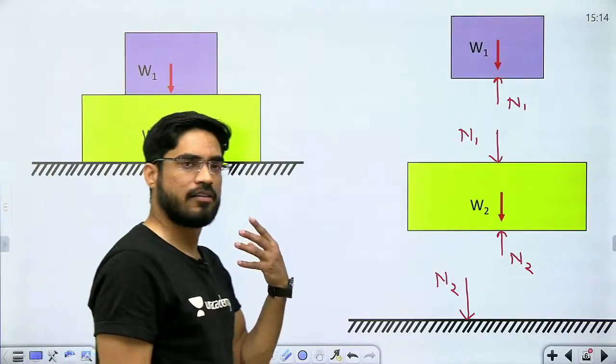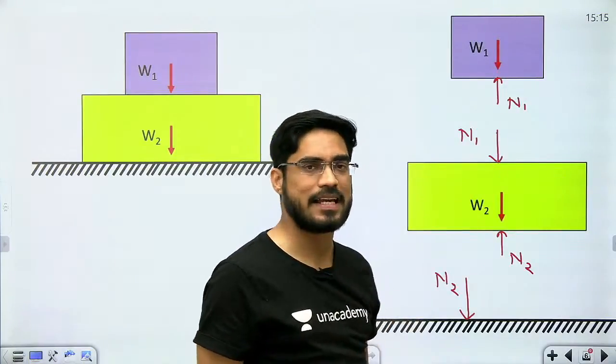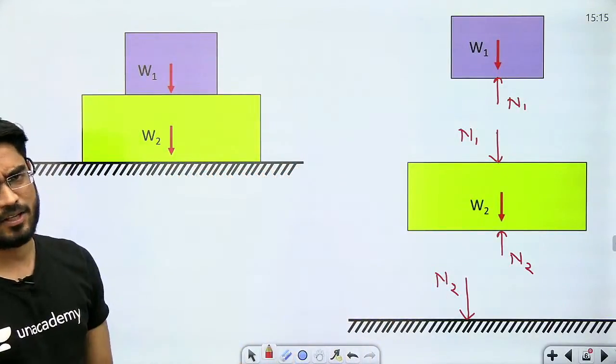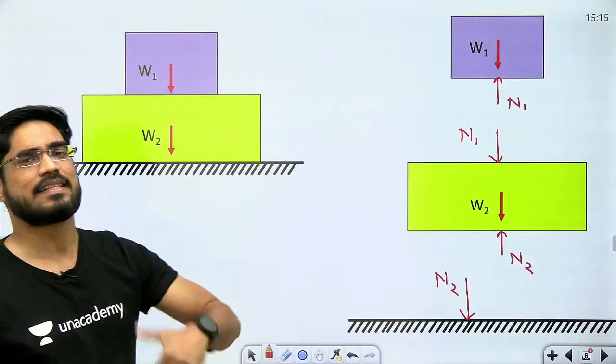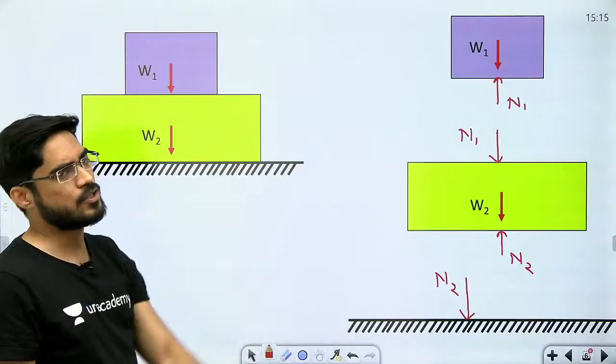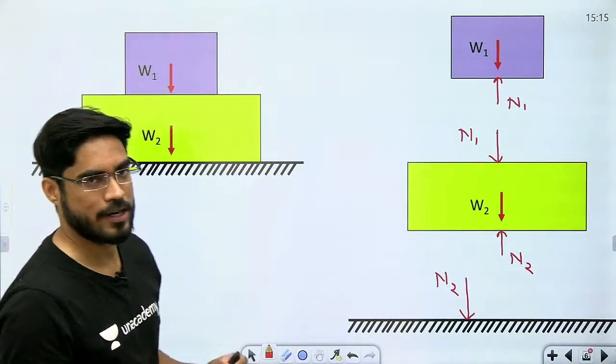Now you can do the analysis of this purple box as well as the yellow box. अब आप purple और yellow दोनों box का analysis कर सकते हो, okay? Static analysis, kinetic analysis, whatever analysis you want to do, you can do that on these boxes, okay? So I hope that you know the procedure of drawing free body diagram.